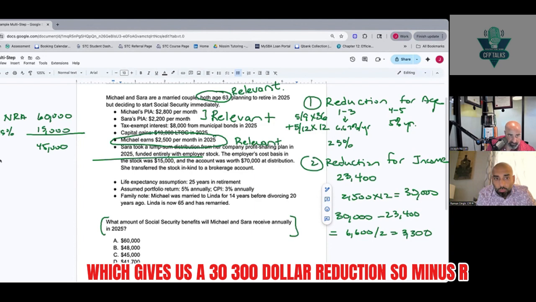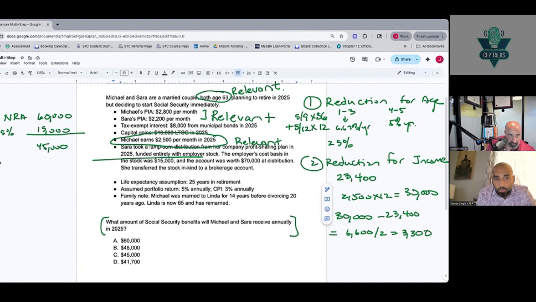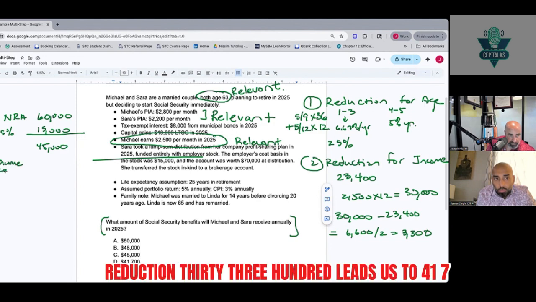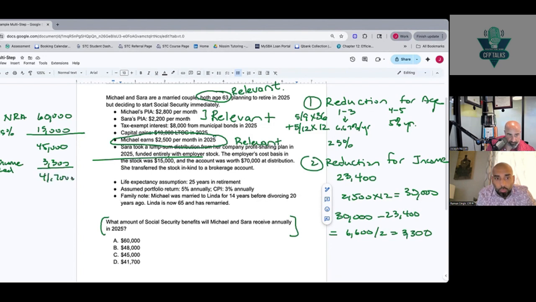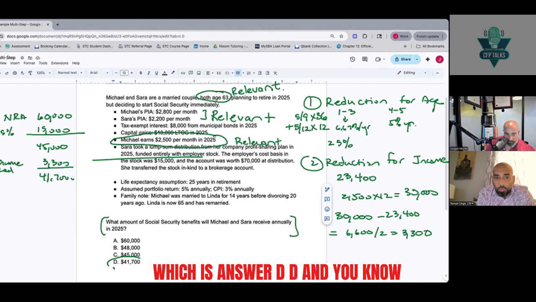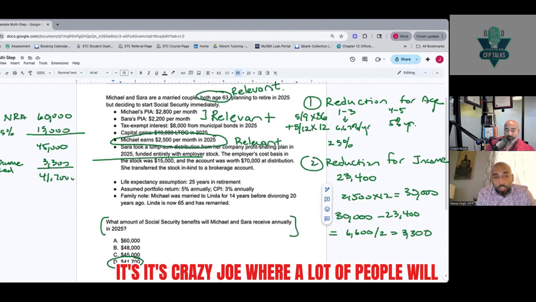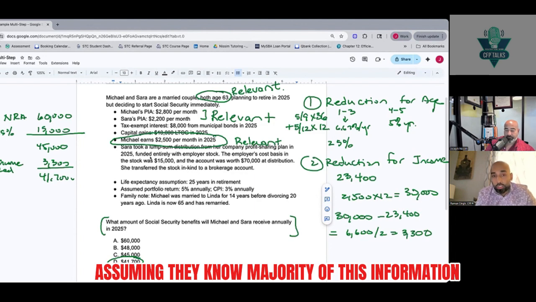So minus our income reduction, 3,300, leads us to 41,700, which is answer D. And it's crazy, Joe, where a lot of people, assuming they know the majority of this information, will start answering, and they'll stop at step one.